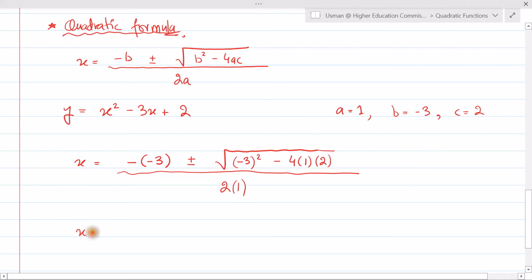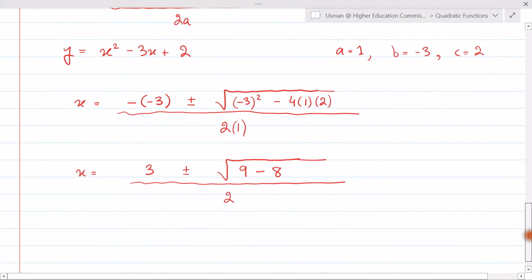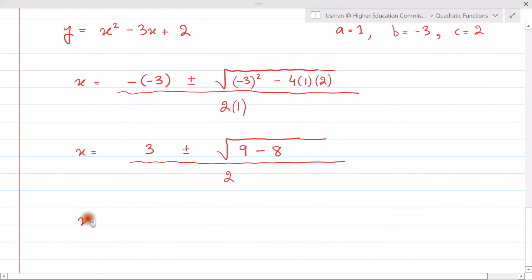Now moving on to the simplification, this is going to be plus 3 plus minus. What goes inside the square root? Let's try to solve it. So (minus 3) squared is going to be 9, and the rest is going to be minus 8, divided by 2. Scrolling down, we have 3 plus minus the square root of 1, divided by 2.